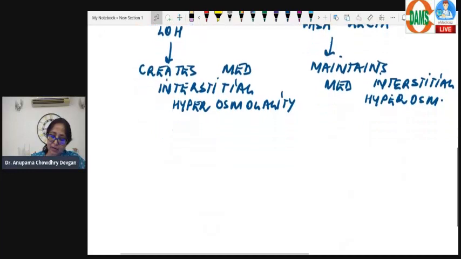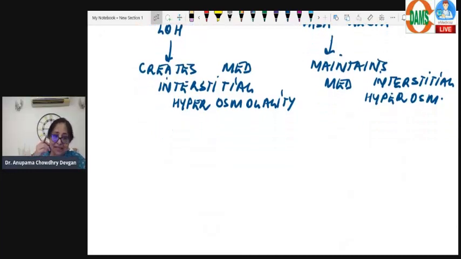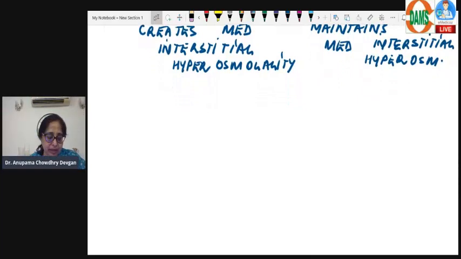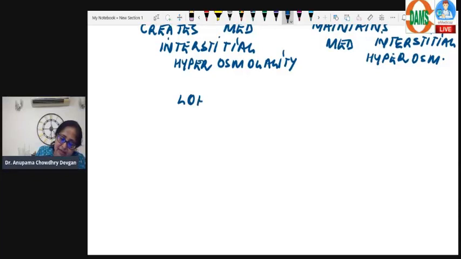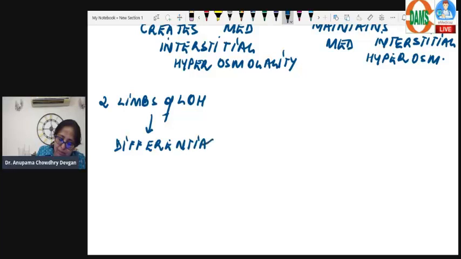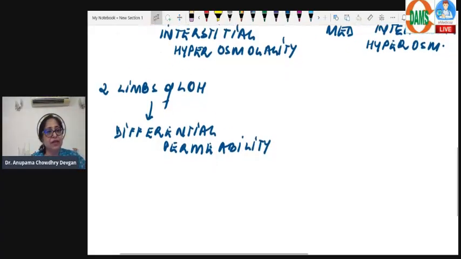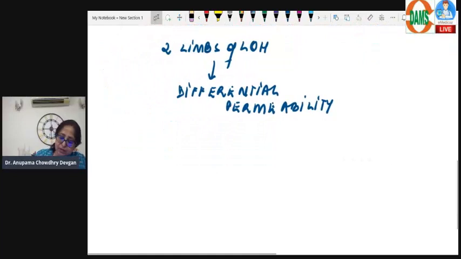Two countercurrent mechanisms. Now let's see what is the countercurrent multiplier. How does it create the medullary interstitial hyperosmolality? Now this is very easy to understand. The two limbs of loop of Henle have a differential permeability. Right? How differential permeability?